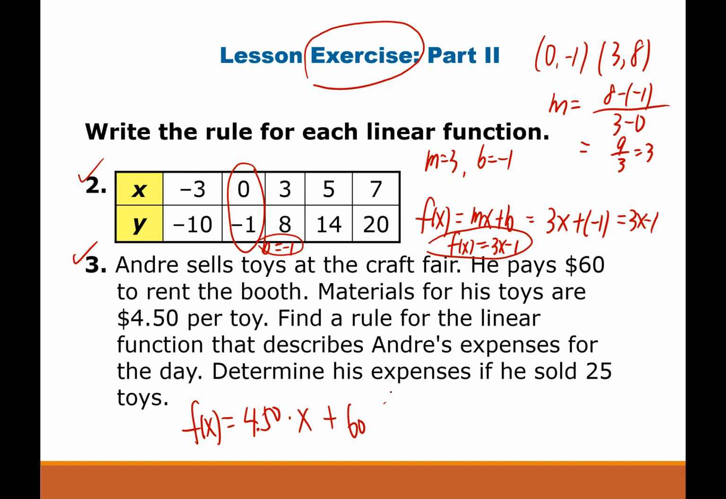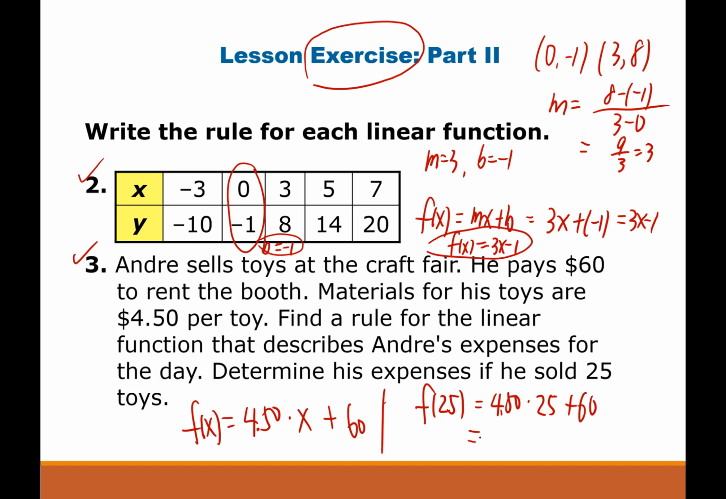And if we sell 25 toys, f of 25 should be 4.50 times 25, adding 60. And let's see what that is very quickly using Excel or a calculator.